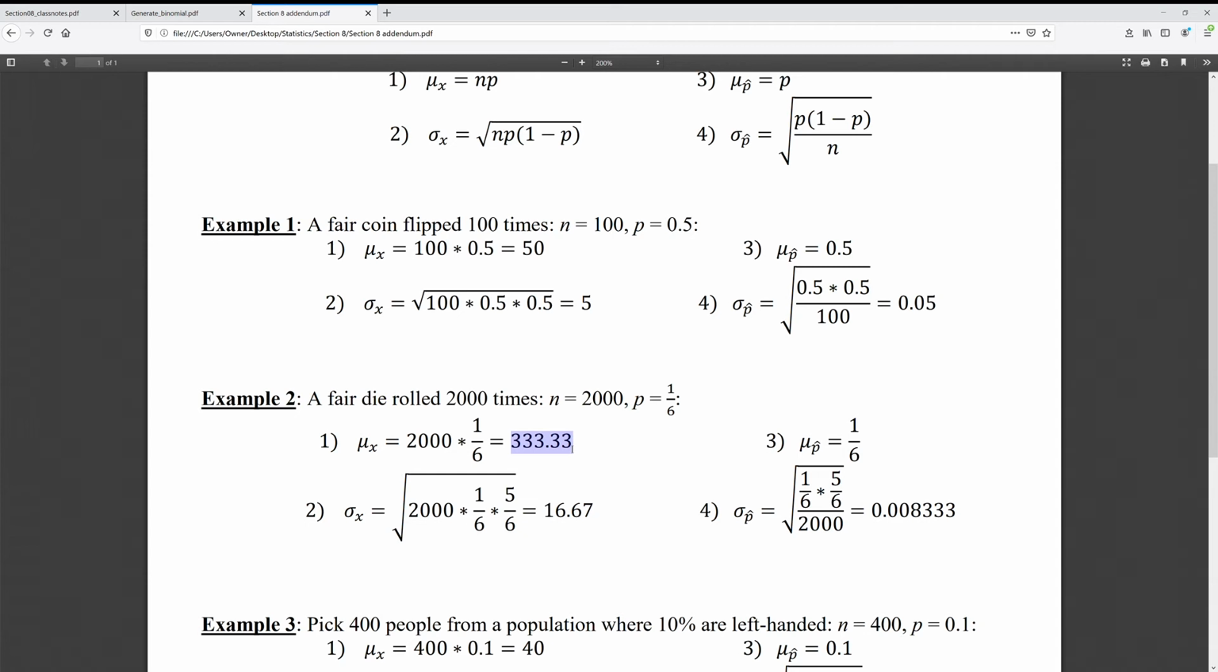Now, obviously, it's not going to be dead on 333.3 repeating ones, right? That literally makes no sense. So how much more or less on a good day do you tend to be from 333.3 repeating ones? Well, that's the standard deviation. Average distance from the center. On average, in an average sample of 2,000 rolls, how much more or less than this highlighted number are you going to be?